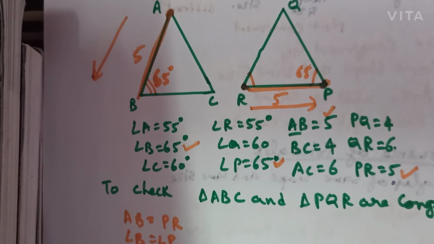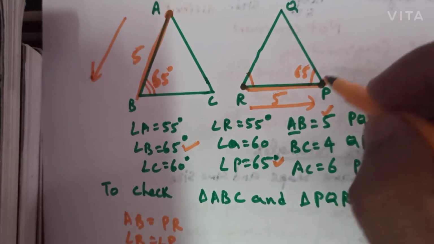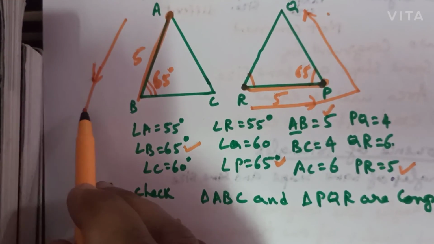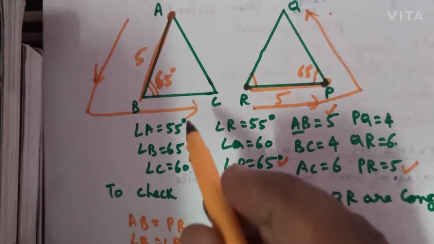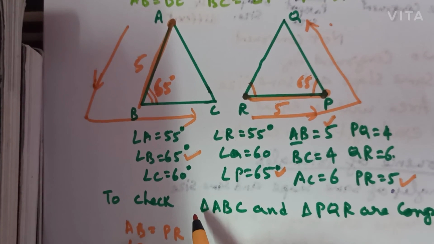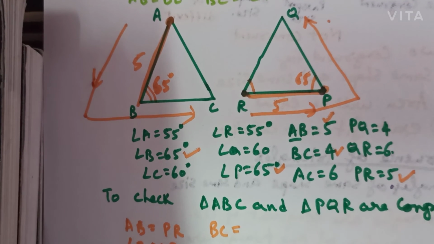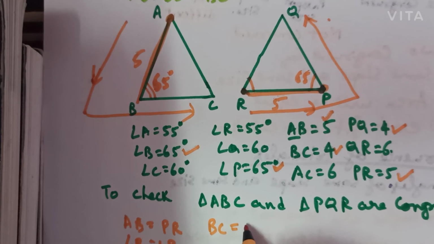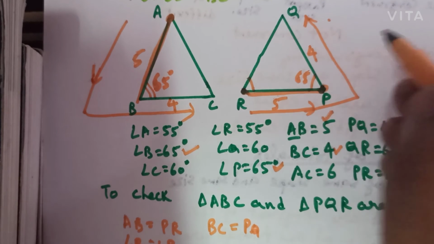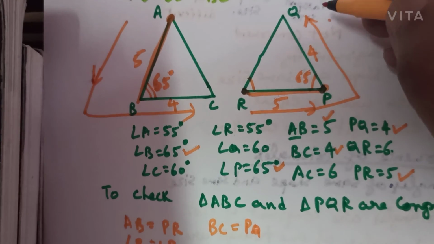Okay. Now after R to P, we are moving to side PQ, and here we are moving to side BC. So the value of BC should be equal to the side PQ. Let us see what BC is. BC is given 4 units. And PQ is also given 4 units. So BC is equal to PQ. Yes, indeed they are equal. So BC is 4 units and PQ is also 4 units.